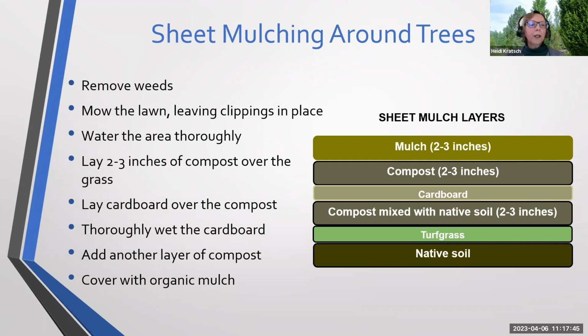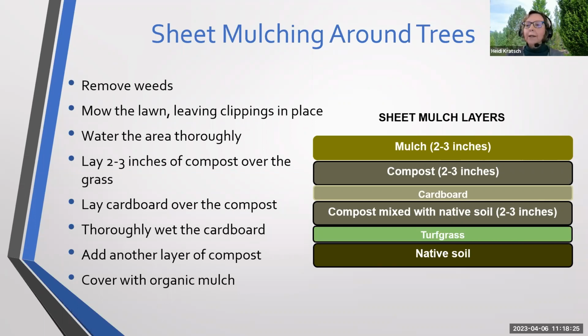And here's a strategy that's commonly used. So first you want to remove all the weeds in the area that you're going to sheet mulch. You can either hand remove them or use some type of grass selective herbicide to kill the weeds. And then you want to mow your lawn close. Use the lowest setting on your mower and leave those clippings in place. That just adds to the organic matter, which is great for around trees. And then water that area thoroughly. And then lay down 2 to 3 inches of compost over the grass. And lay cardboard over that compost.